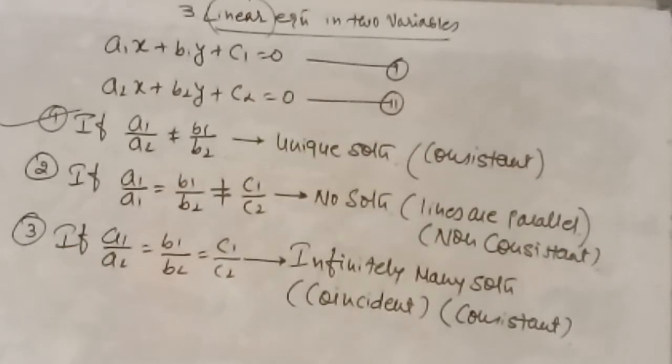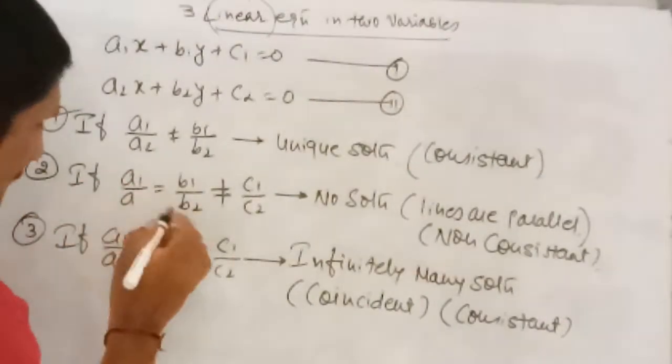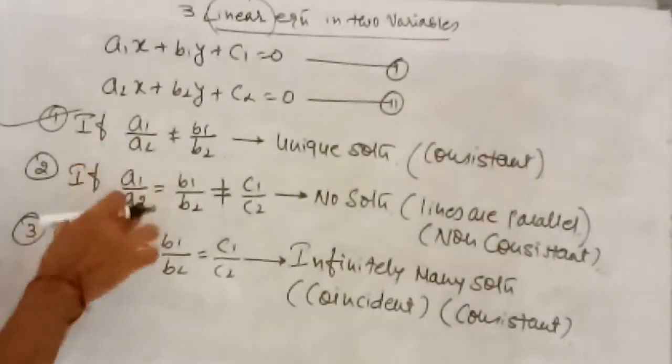Second, if a1 upon a2 is equal to b1 upon b2 but not equal to c1 upon c2, then no solution. Okay, that means the lines are parallel, or it is considered as a non-consistent result. And third, if a1 upon a2 is equal to b1 upon b2 is equal to c1 upon c2, all three are equal, then the lines are coincident. That means both the lines will be one on another, and they have infinitely many solutions, and this is again a solution available, so it is considered as a consistent. Here by mistake I have written a1. This is a1 by a2.